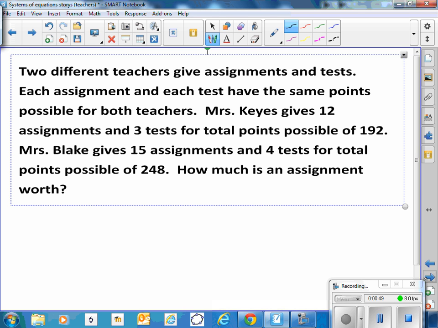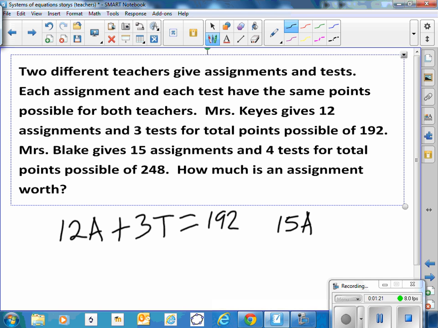So let's write down the equation for Mrs. Keyes. 12 assignments, whatever an assignment is worth, plus 3 tests, whatever a test is worth, add up to 192. And 15 assignments for Mrs. Blake, whatever an assignment's worth, 15 of those, plus 4 tests, whatever a test is worth, add up to 248.